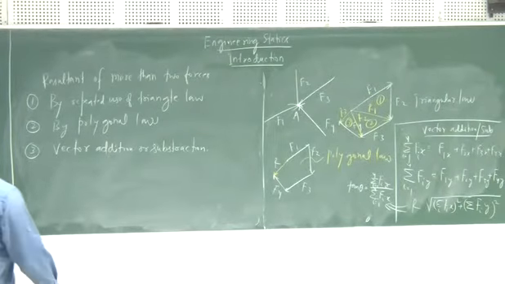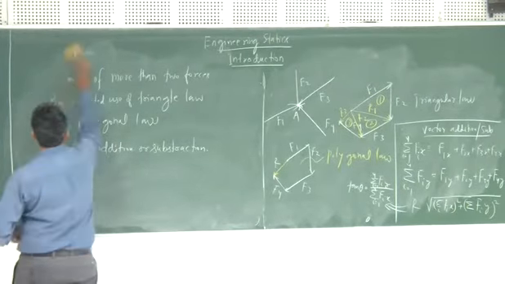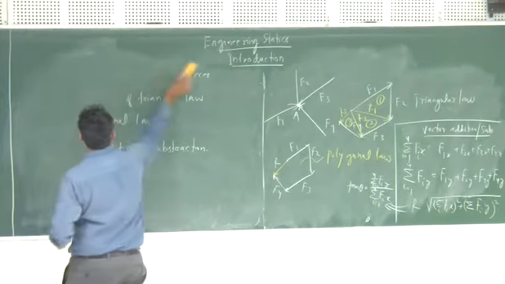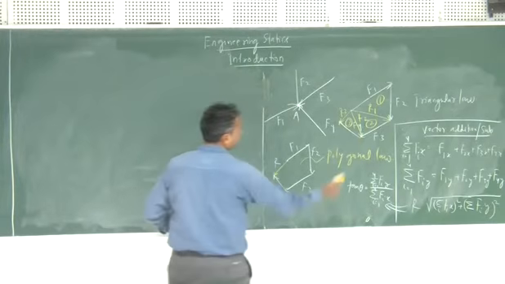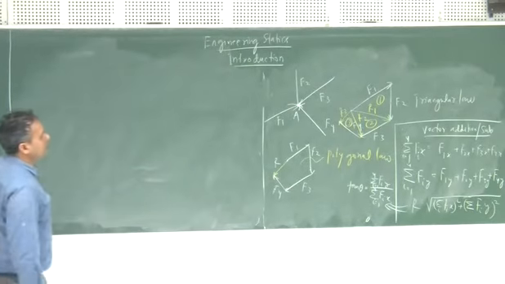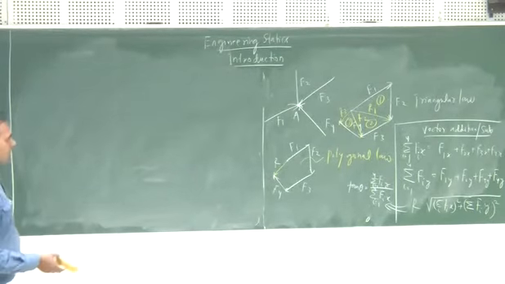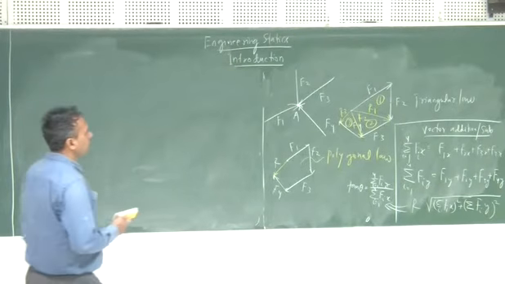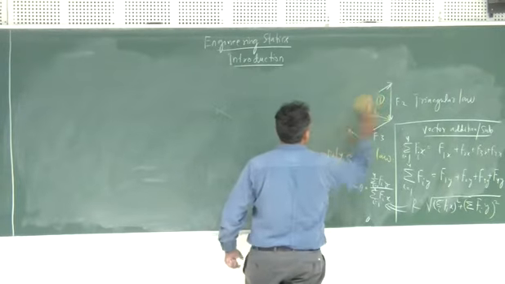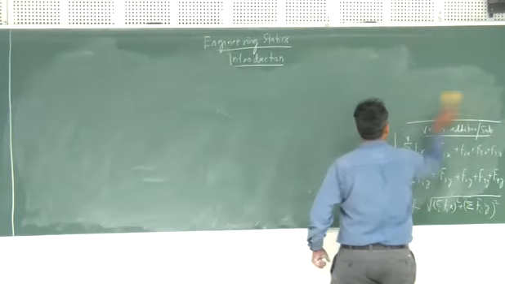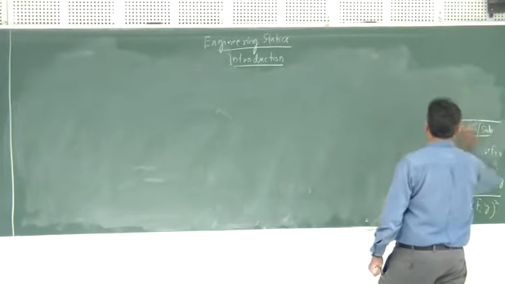Now, what I'll talk about is, what are the components? How do you write the components of forces? When you are having x and y, to do the vectorial addition and subtraction, you need to have the components along x, y, or z. So how do you find that?